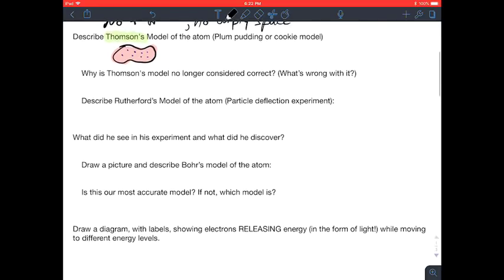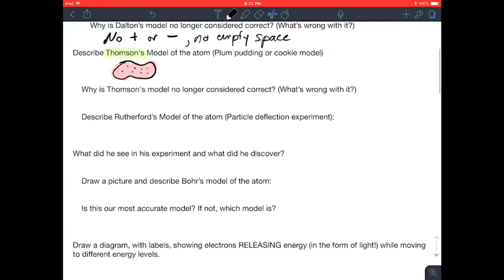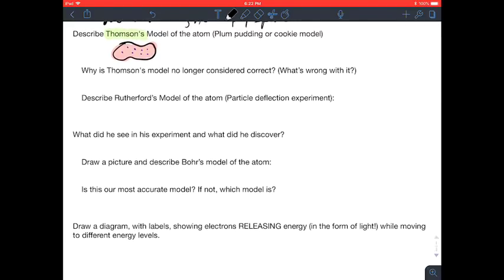Okay? And the big thing that was wrong, why we don't consider his anymore, has to do with the electrons. They don't sit in this pool of positive stuff. They actually are rotating around a small nucleus, right? So the electrons are stuck in the middle. We still have that problem of empty space. The atom still is taking up too much space, and that's not how it actually works and how it makes things that we've observed work out.